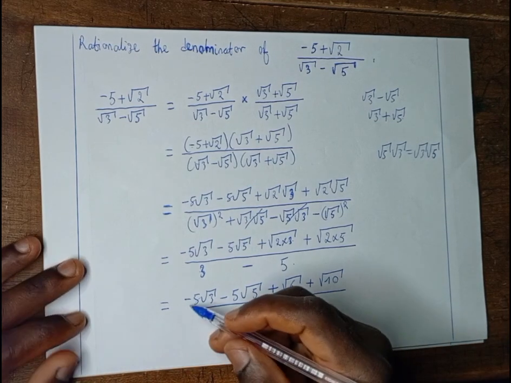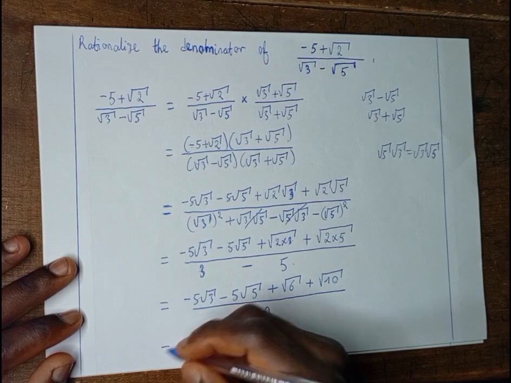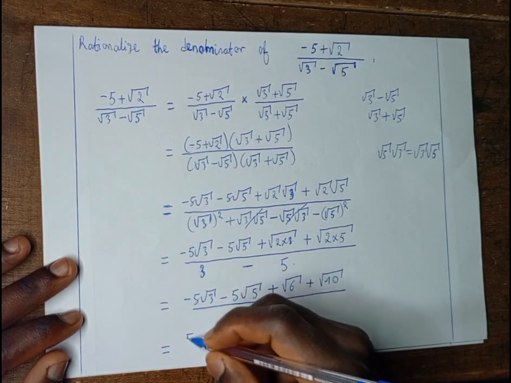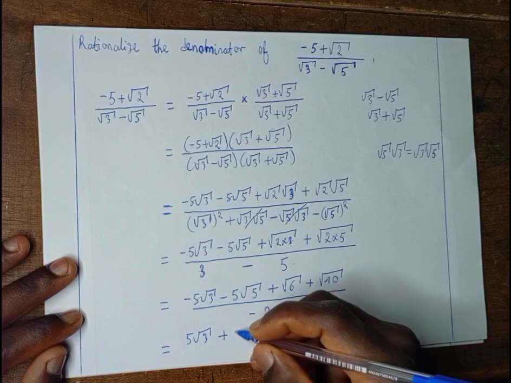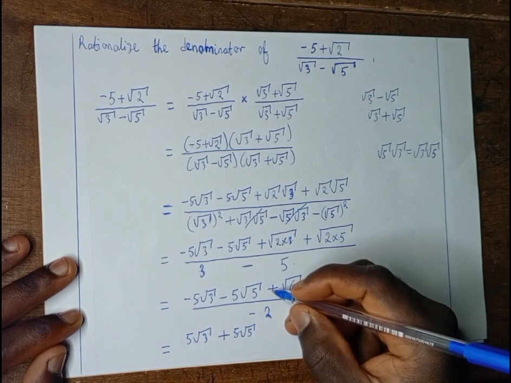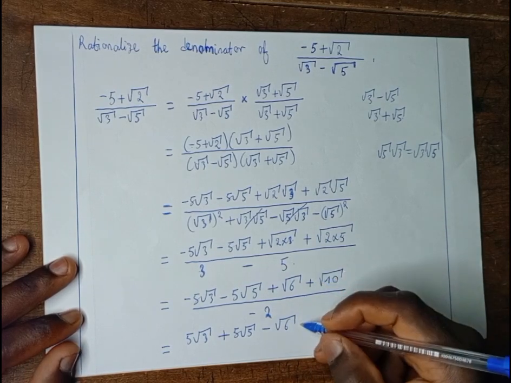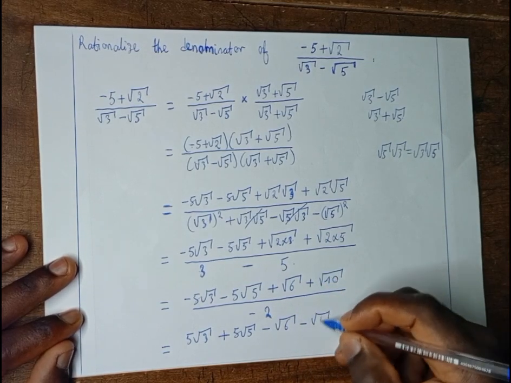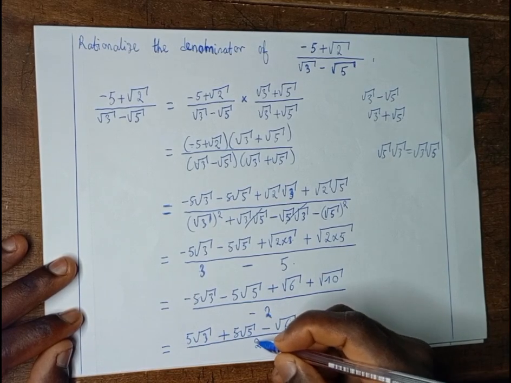Now we can multiply both the numerator and the denominator by -1. So this will give us 5√3 plus 5√5. Here it becomes negative, minus √6. Here negative, minus √10, all over 2.